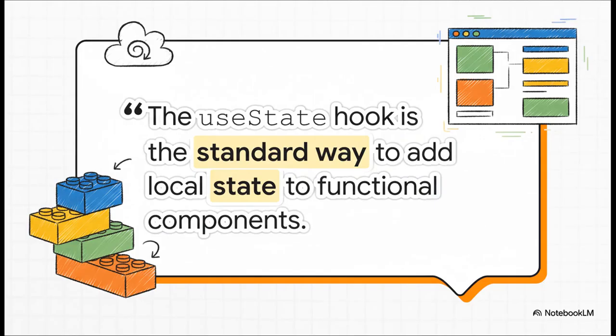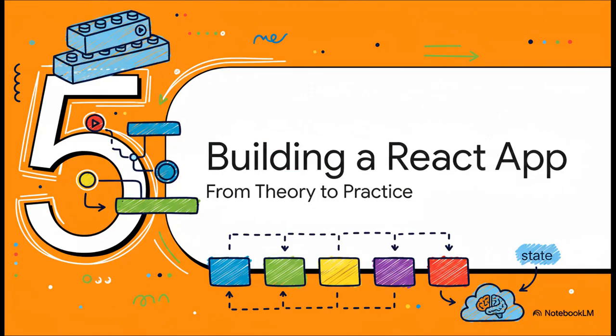In modern React, we add this internal memory to our components using a feature they call a hook. The useState hook is the standard way to do this. When you use it, you're basically telling React, hey, I need this component to remember something. And React then gives you a way to both read that information and update it. And whenever you update it, React automatically redraws that part of the screen to show the change. It's fantastic.